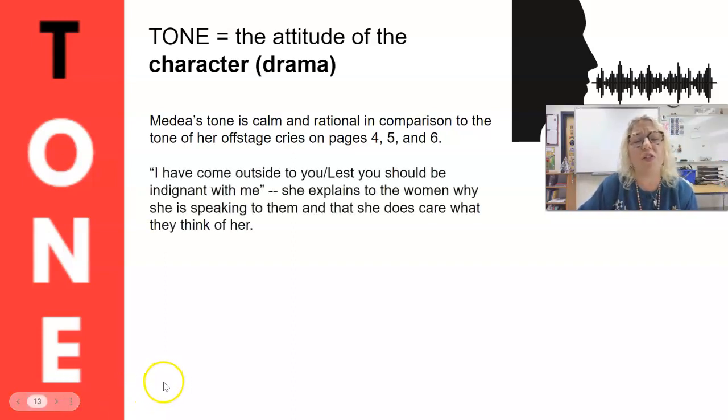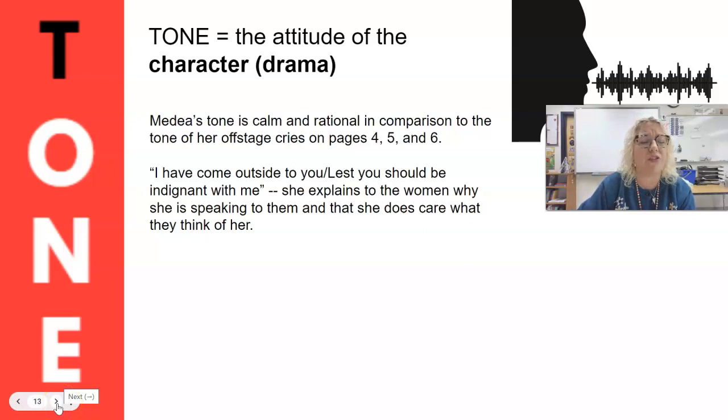She starts the speech with, "I have come outside to you, lest you should be indignant with me," explaining to the Corinthian women, the chorus, why she's there and that she has a purpose, she has a motivation, and she wants them to understand why she feels the way she does.